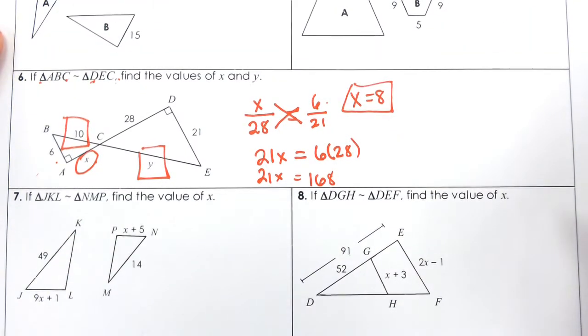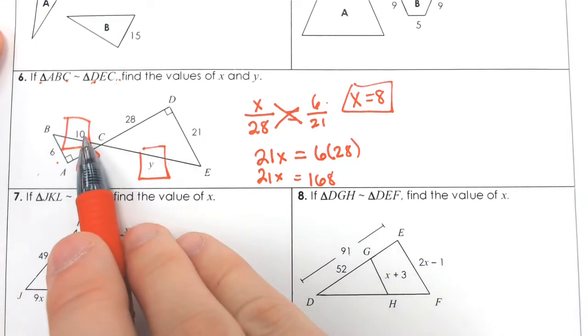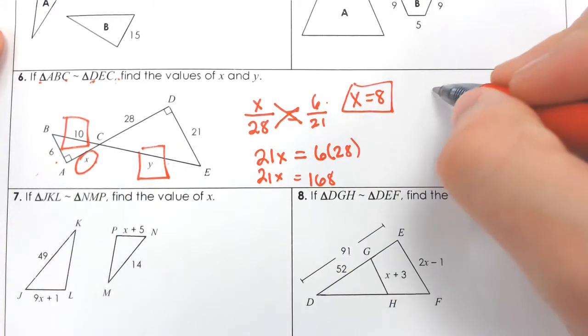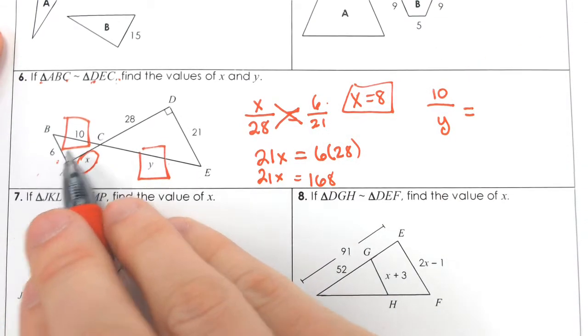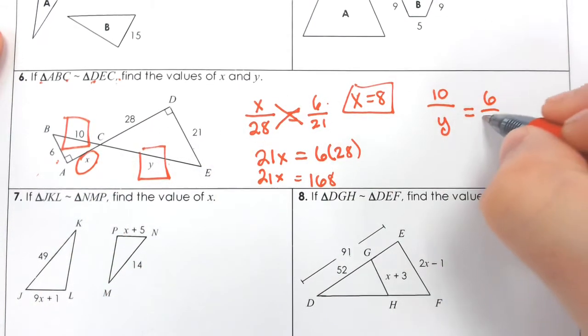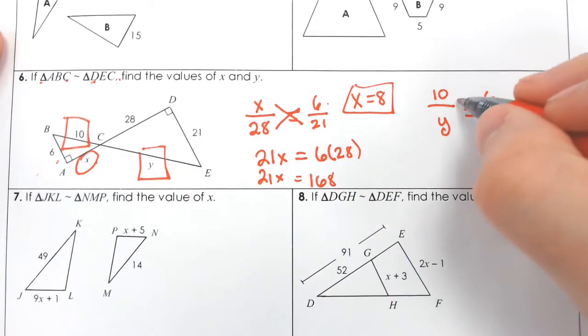So I'm going to now solve for Y, and Y relates to 10. Keeping it consistent, I'm going to do the small shape over the big shape. The smaller shape is with the 10. So 10 over y would equal small shape over big shape, still 6 over 21. I guess we could have used the 8 and the 28 at this point.